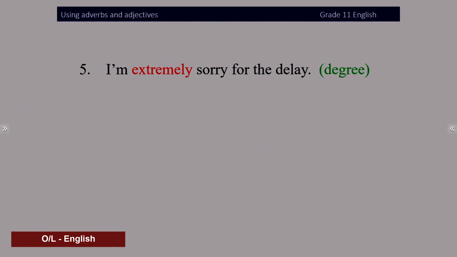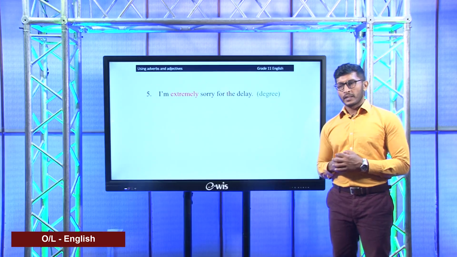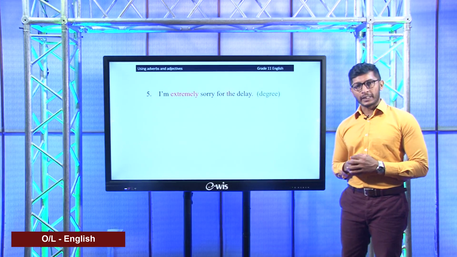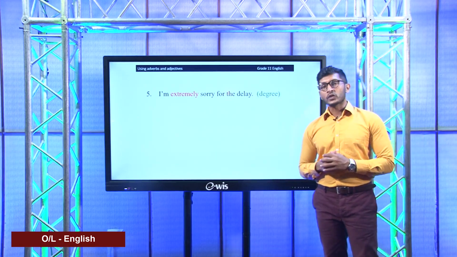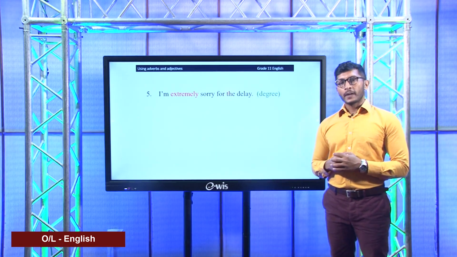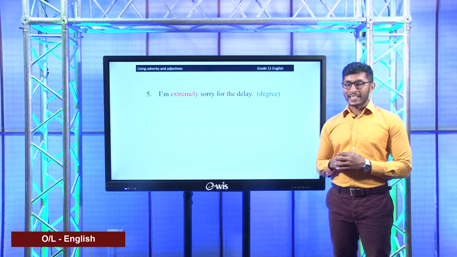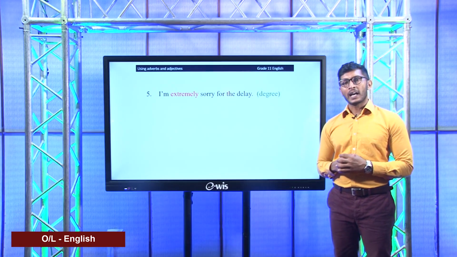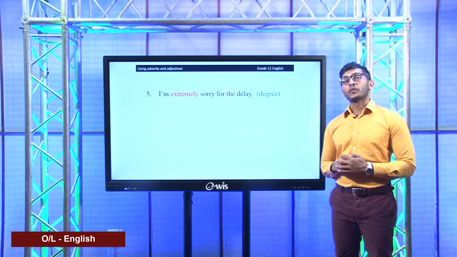Let's have a look at this sentence. I'm extremely sorry for the delay. Here the adverb is extremely, which is given in red. It tells us how much or in what degree or to what extent I'm sorry for the delay. I'm extremely sorry for the delay. Adverbs which tell us how much, in what degree or to what extent the actions take place are called adverbs of degree.